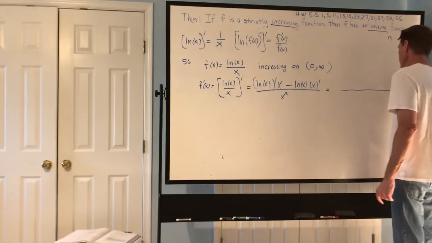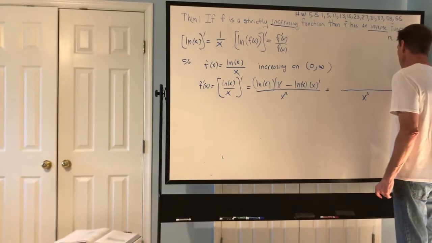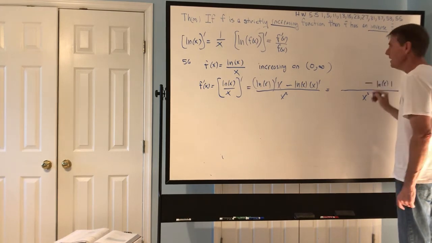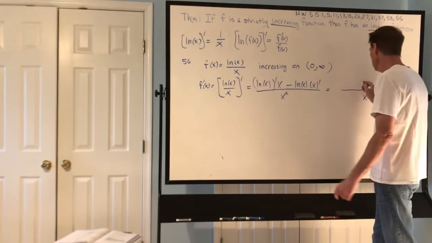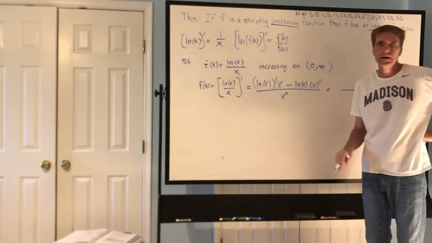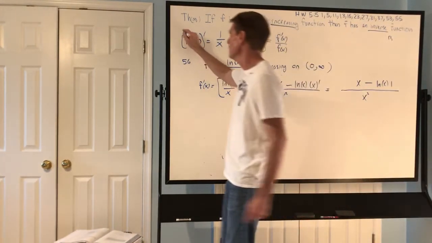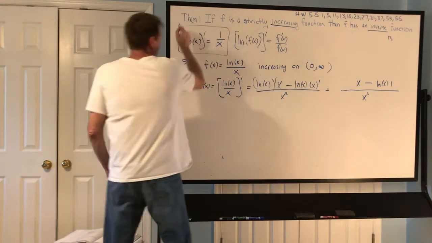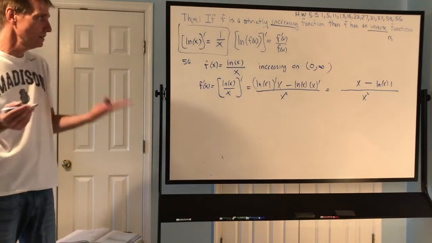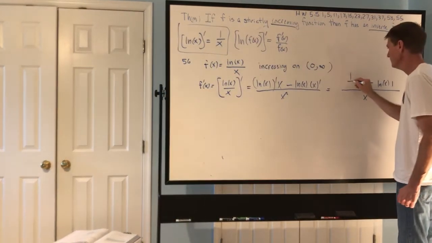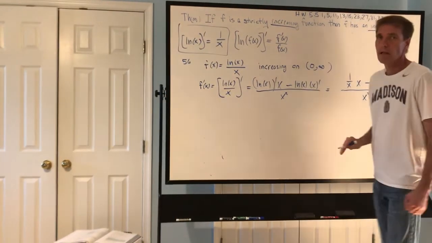So let's put this over here. 1. Now, how many people can take the derivative of the natural log of x? I've forgotten, Dr. Warren, I forgot what it is. Well, fortunately, we wrote it down here as a flashcard. The derivative of the natural log of x is 1 over x. So the derivative of this guy is 1 over x.